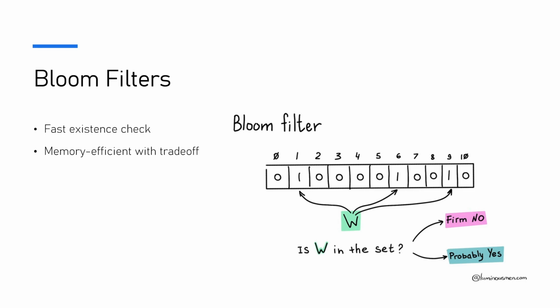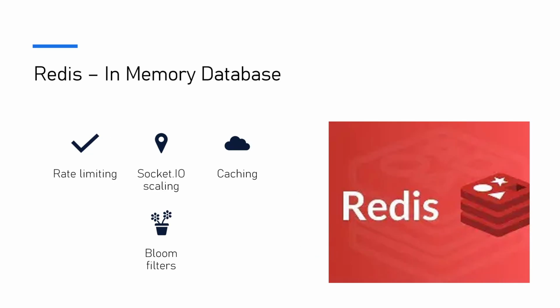It's a false positive technique. Basically, if the user is not present, it definitely says it is not present. But in some scenarios, it could say probably yes, the user may be present but may not be present as well. In such scenarios, we'll go and look into the database. But most of the time, it's constant time complexity and an efficient approach. And coming to Redis, which is the in-memory database, it is widely used in our application for distributed management of rate limiting, socket scaling, and caching. Also the Bloom filter, which is a huge array, is stored in the distributed Redis system.